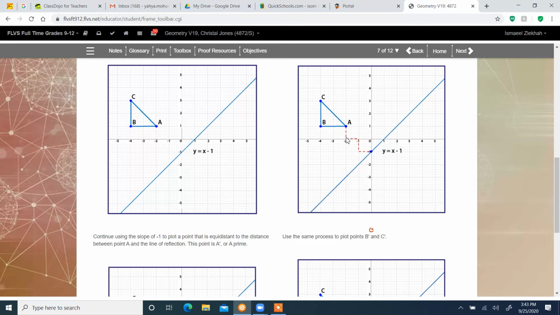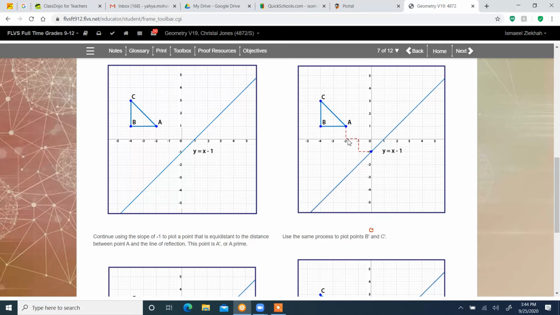Let's take a point, say point A. I want to reflect it over this diagonal line, and it's going to end up somewhere over here. Here's what you do: you count the number of units until you get to the line. Every time you travel towards the line, you go 1 down, 1 across, 1 down, 1 across, and see how many times it takes until you hit the line.